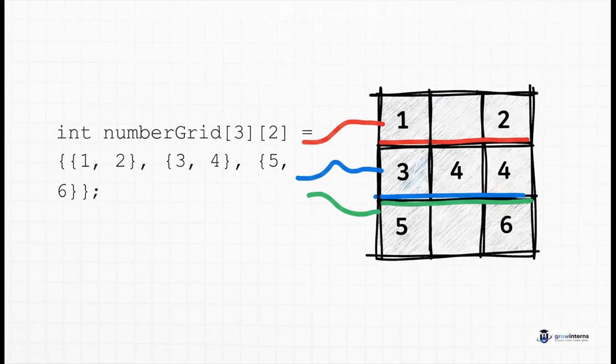Now let's look at a real example. Here, we're creating a grid of integers that's going to have 3 rows and 2 columns. And check out how we initialize it. See those inner curly braces? Each one of those, like 1, 2, represents one single row in our grid. And since we have 3 of those sets, we get 3 rows.